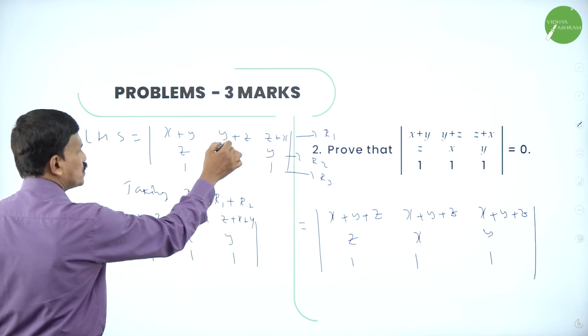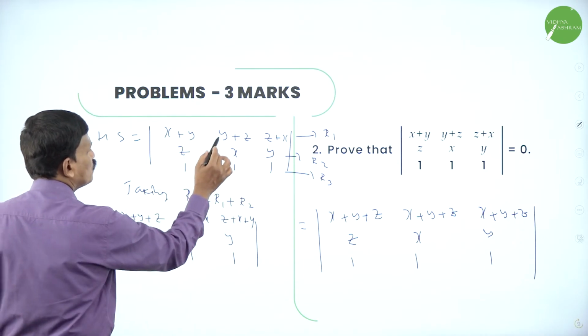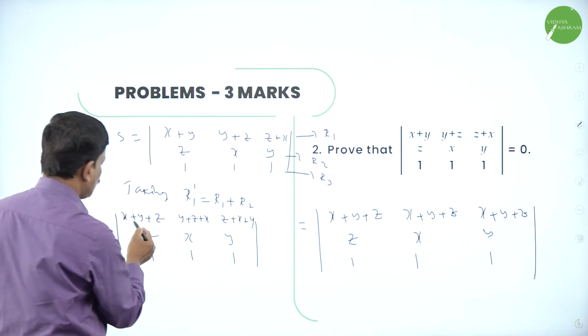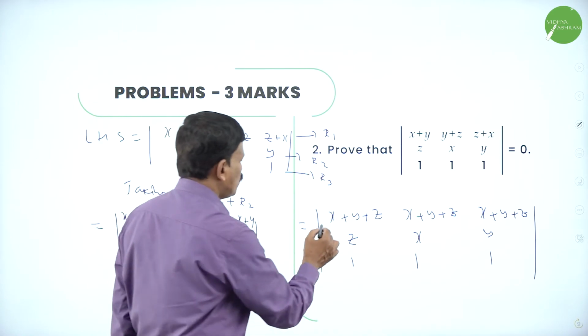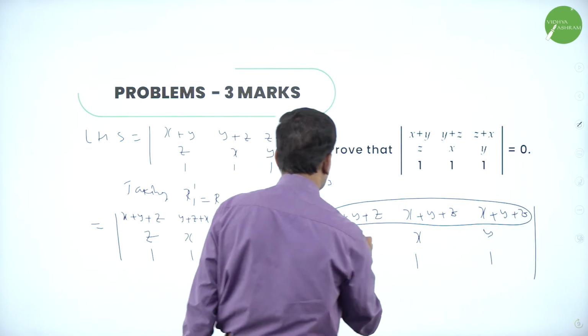So R1 plus R2 for each element: x plus y plus z, y plus z plus x, z plus x plus y. Put it in order: x plus y plus z, x plus y plus z, x plus y plus z is the common factor. So you can take this out as the common factor.